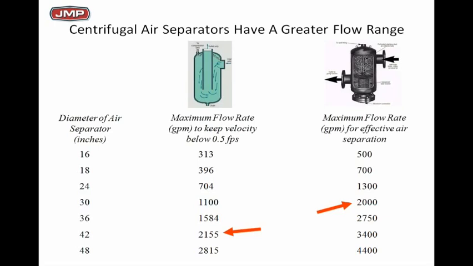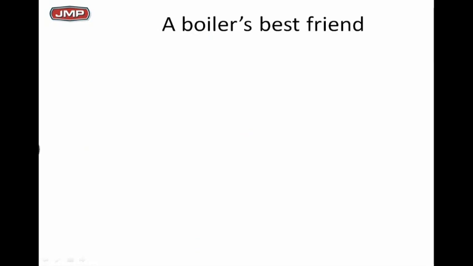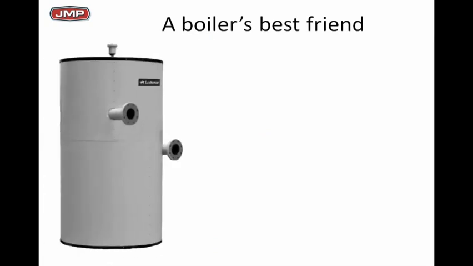This is good for 2,000 gallons per minute, whereas you'd need a 42-inch tank for the inline type. It's hugely critical, a real simple thing to add to your spec: making sure all your air separators come with tangential connections. Just that simple. It's not a very hard thing. And you might call this a boiler's best friend.